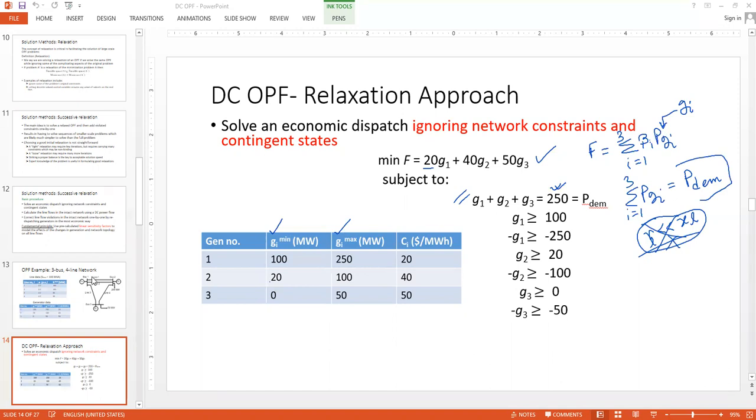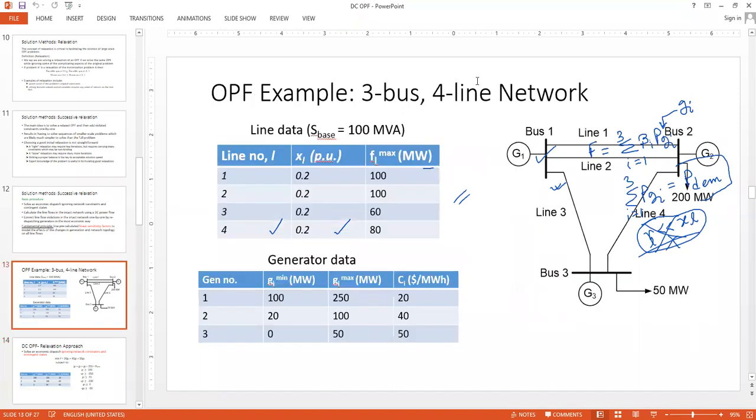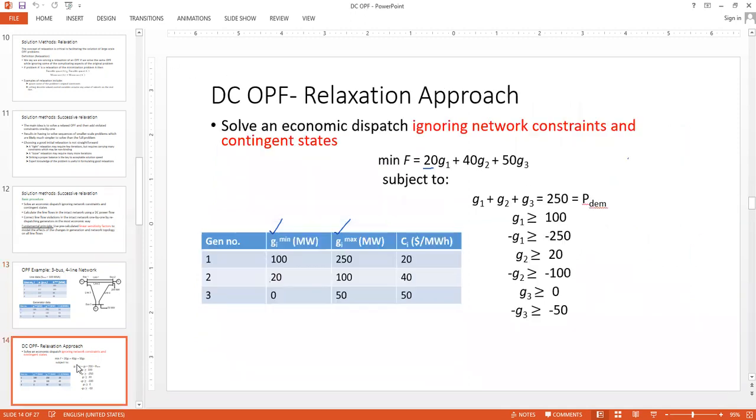Let us see. If we look at the original network, you see we have two loads. One load is connected at bus 2, and another load is connected at bus 3. So simply we add up the load demand. It is 200 plus 50, and you will get the 250 megawatt that is being used here. Okay, this is the 250 we are talking about. So this is the only equality constraint that we have to satisfy.